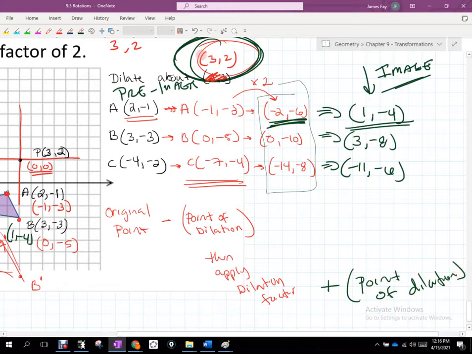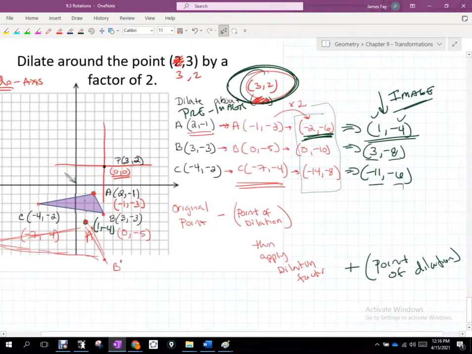If I take 3 and add to -2, I get that 1. Take 2 and add it to -6, I get -4. If I take 3 and add it to 0, I get 3. If I take 2 and add to -10, I get -8. 3 plus -14 gives me -11. And 2 plus -8 gives me -6. Does that make sense to everybody? Okay. So those are the ordered pairs, and that's the process you go through.